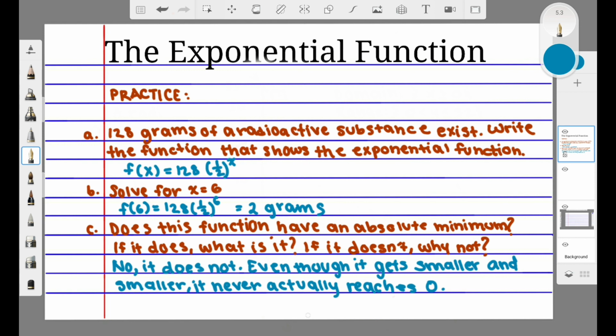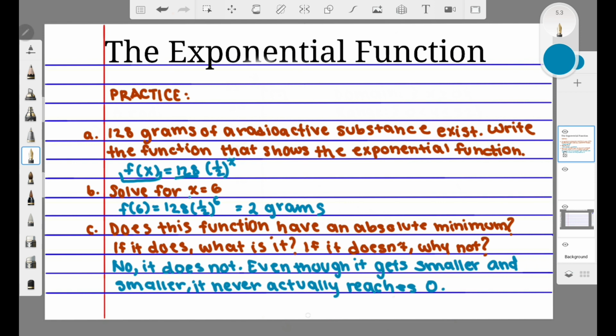A. 128 grams of a radioactive substance exists. Write the function that shows the exponential function in this situation. So we start with our f of x. If you recall from previous videos, that basically just means y, if we were writing a regular equation, is equal to, first you have the amount of grams that you start out with, so 128, and then half to the power of x, where x is the amount of half-lives you could say.